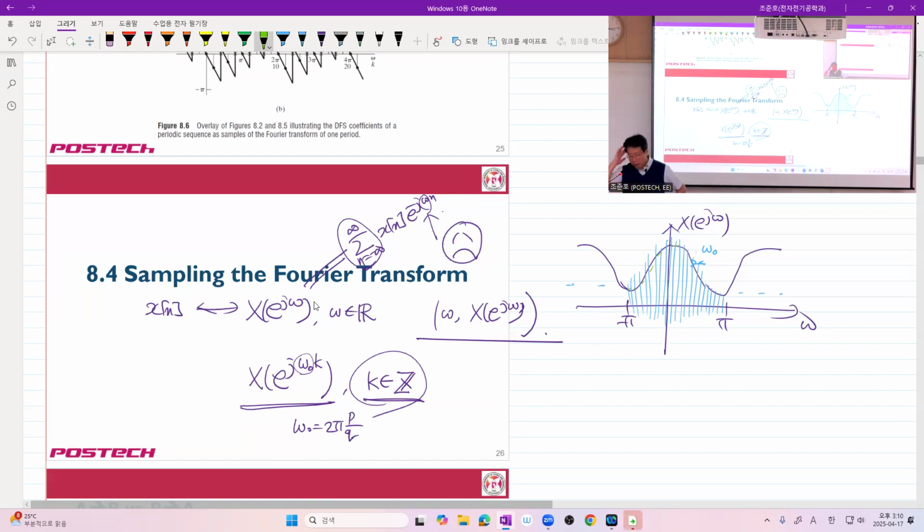And if you are very alert, then this question is nonsense. Why? Because anyway, we need to compute this one to have omega 0, right? Still, we have a big problem. I have a big problem, right?